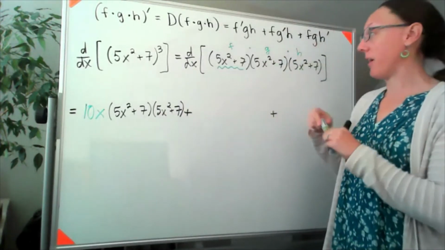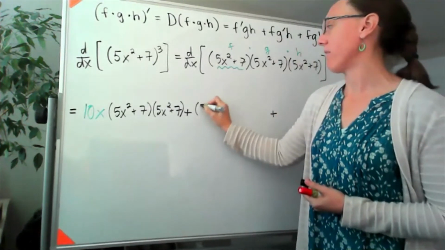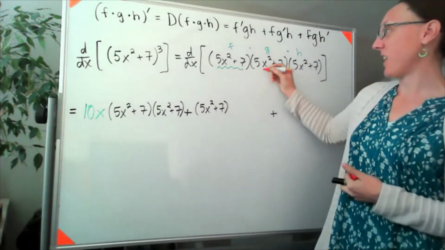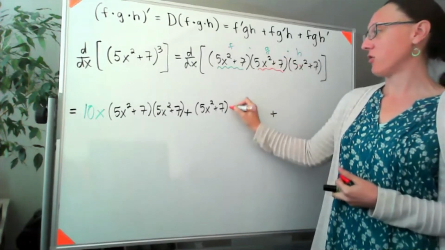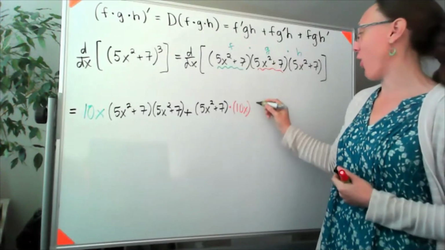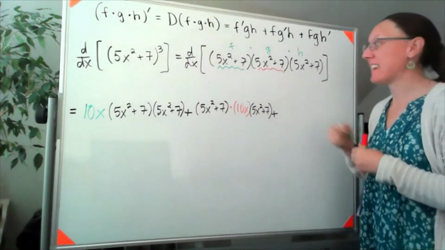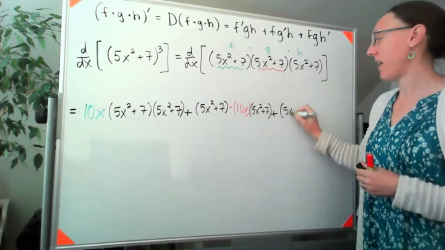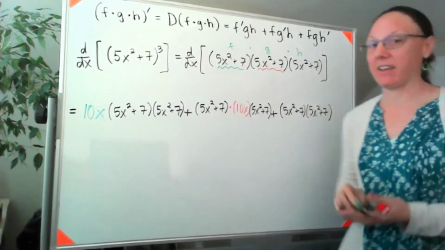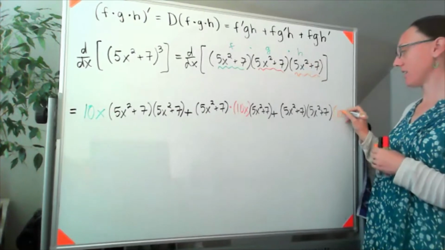The next part of my triple product rule, I need to leave F alone. So F was right here, so I've got 5x squared plus 7 times, this time I need to take the derivative of G, and the derivative of G is 10x. And then I'll leave the H alone, 5x squared plus 7. And then for the last part, I leave F and G alone, 5x squared plus 7 times another 5x squared plus 7. And then I need the derivative of H, and the derivative of H is 10x.